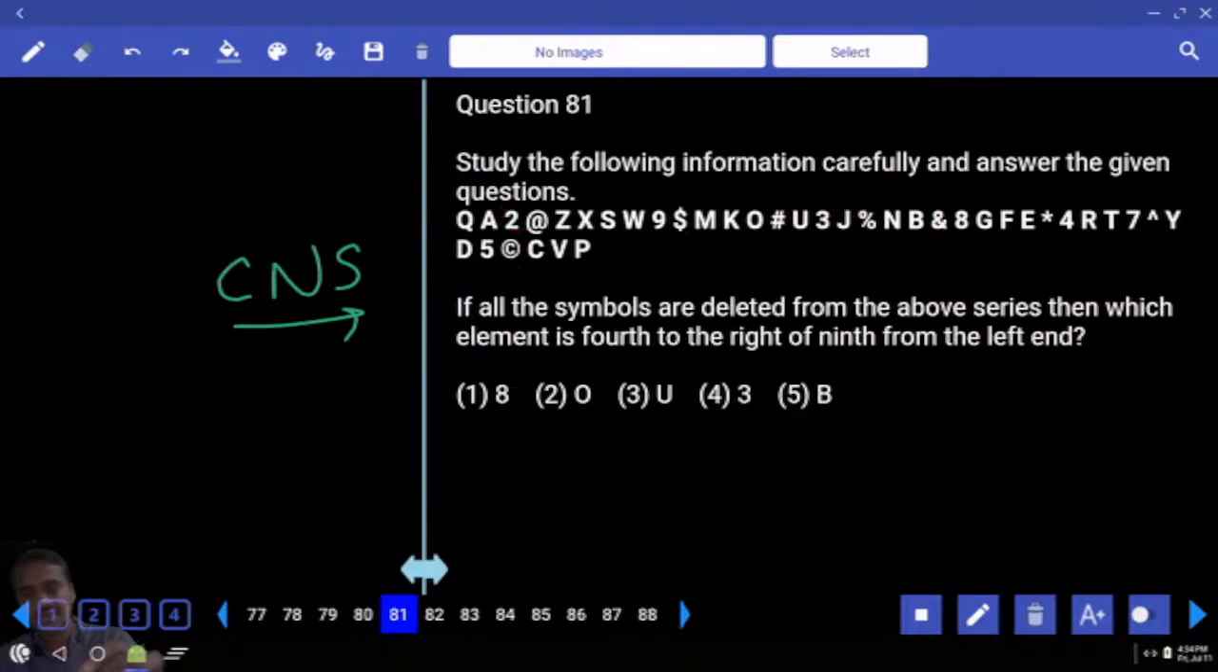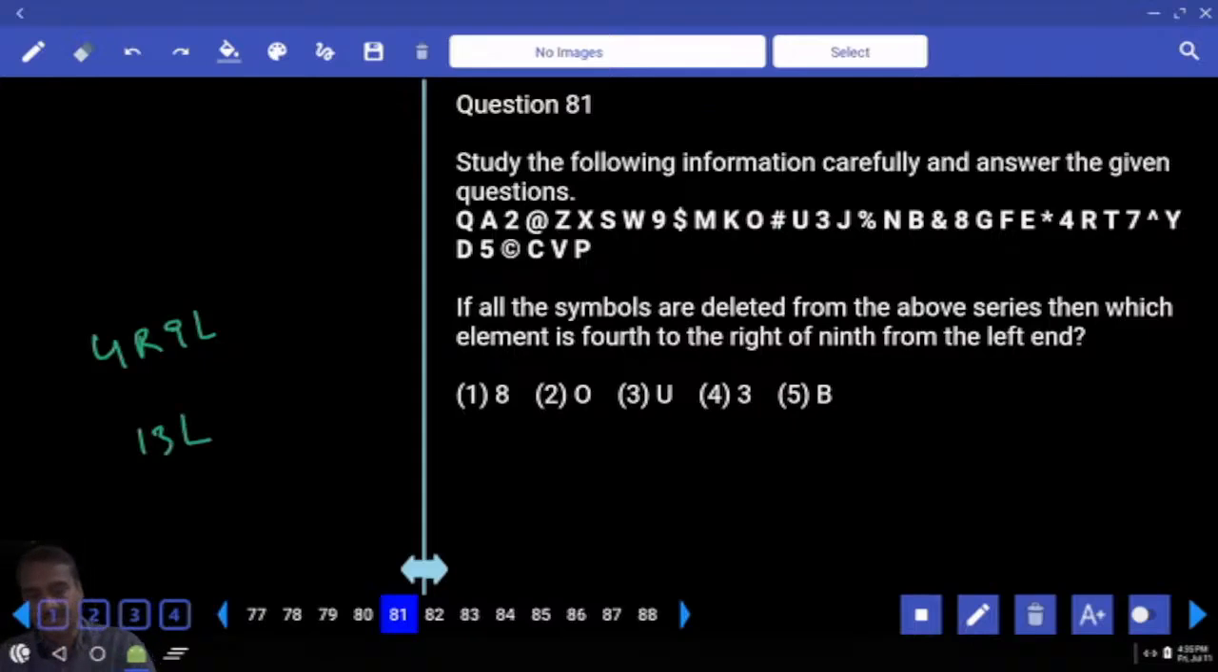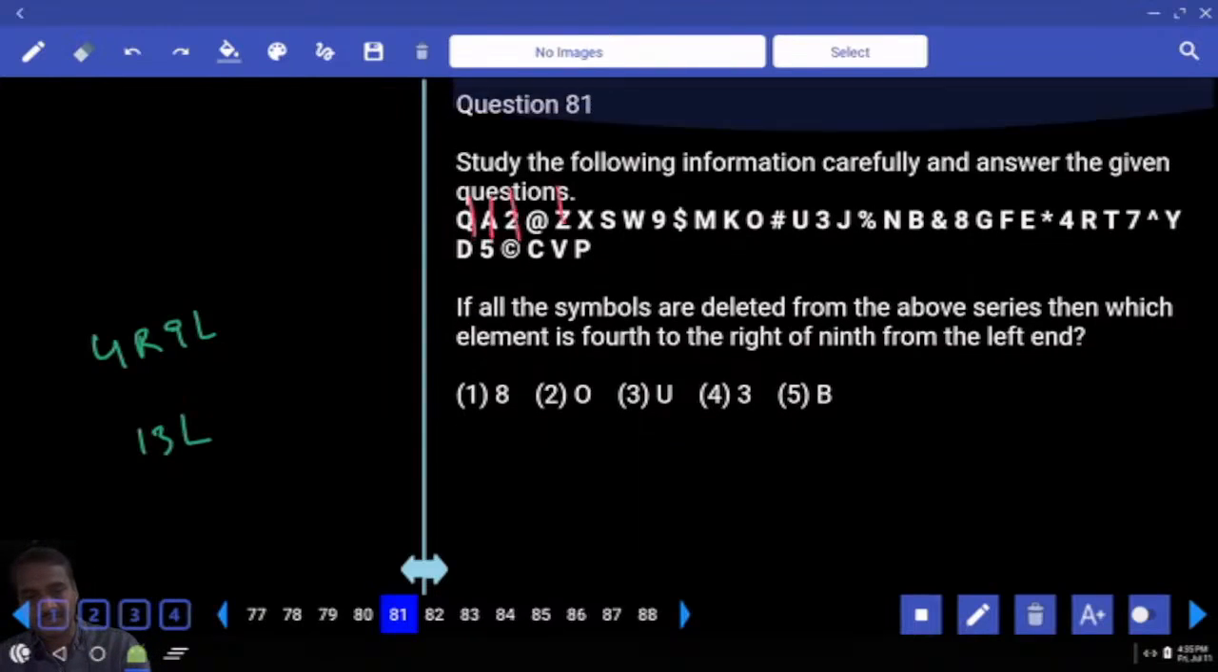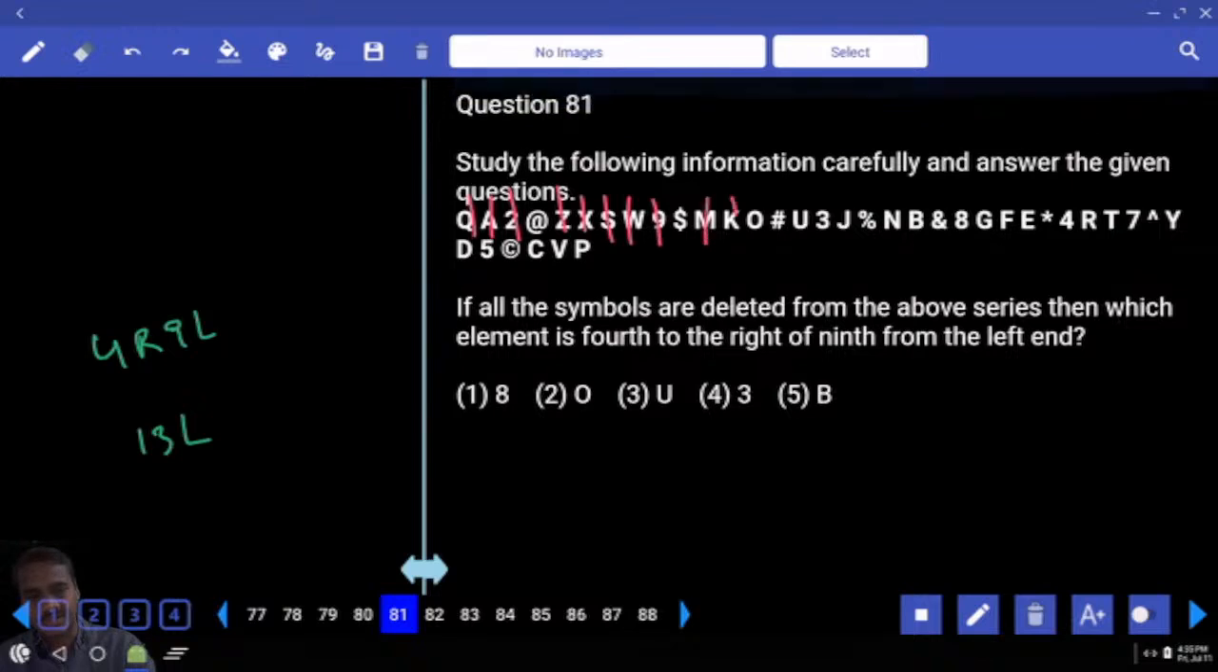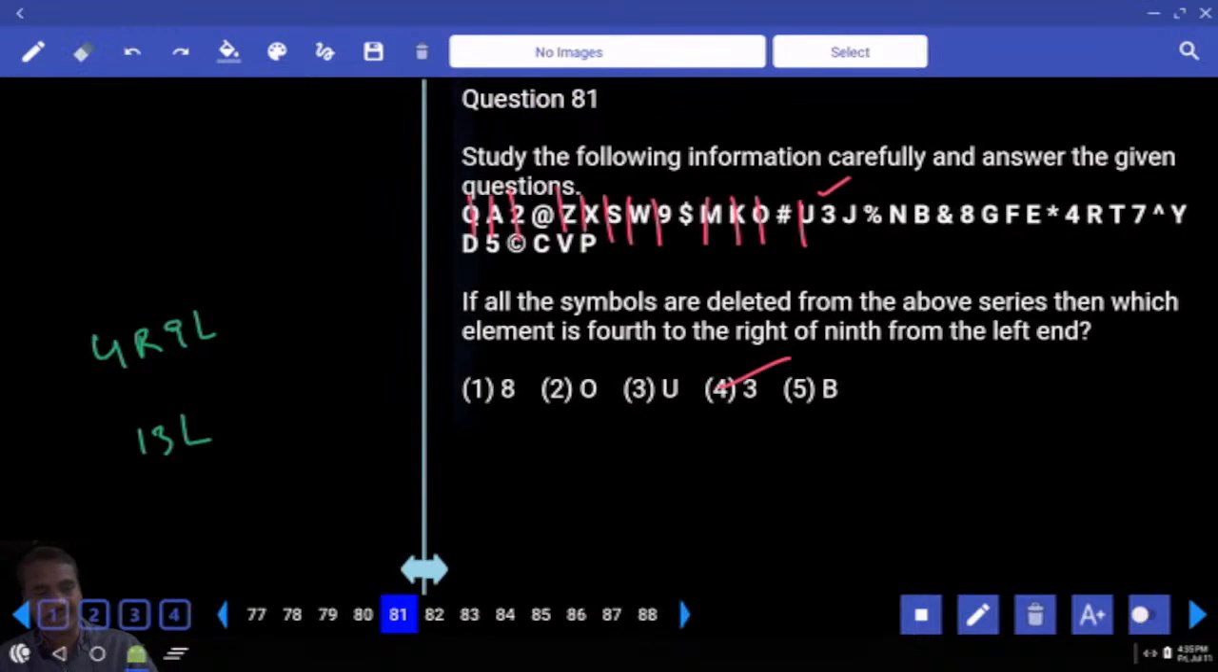Then 81: if all the symbols are deleted, which element is 4th to the right of 9th from the left? 4th right and 9th left means 13th from the left-hand side without the symbols. 1, 2, 3, 4, 5, 6, 7, 8, 9, 10, 11, 12, 13. What is your answer? 3. That is given in the choice for 81.